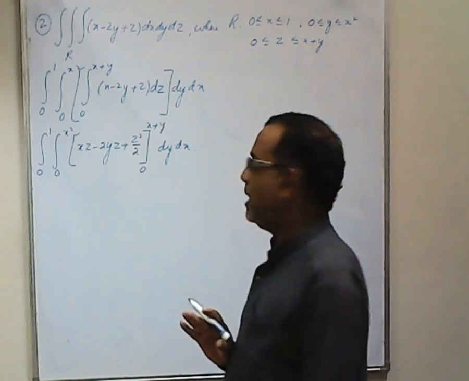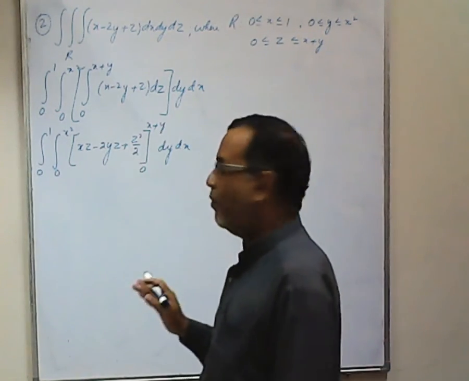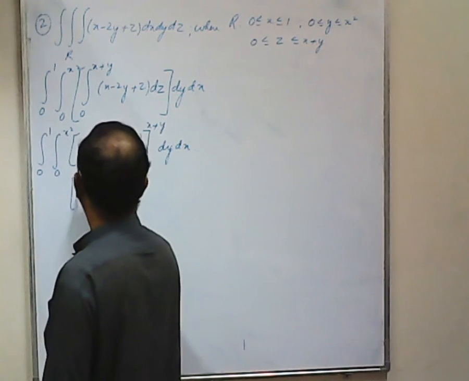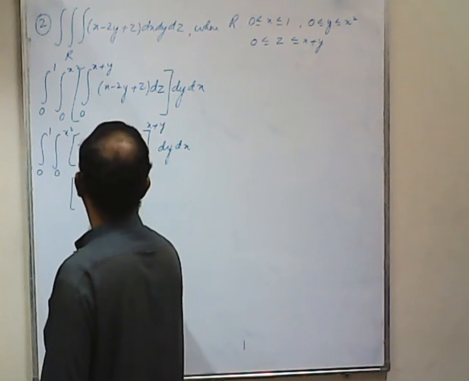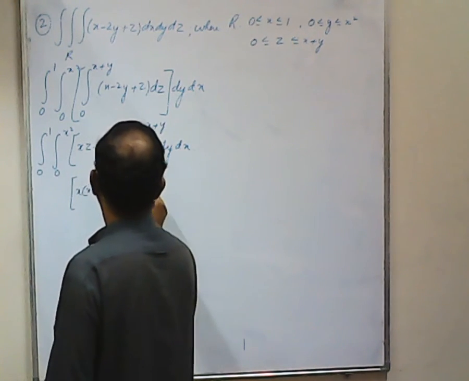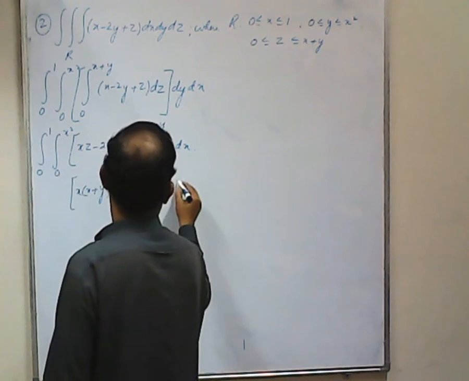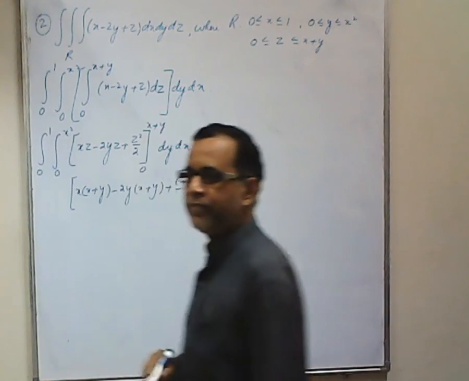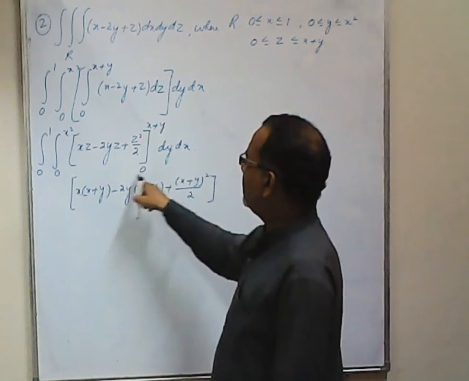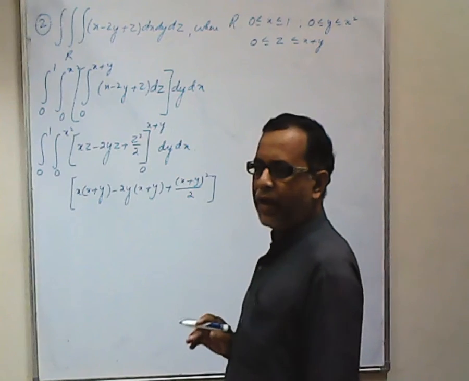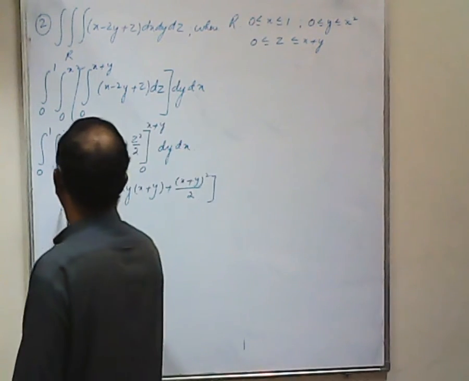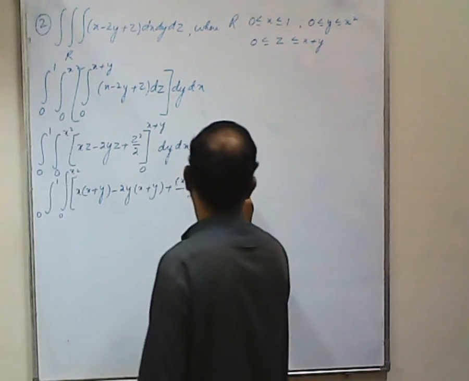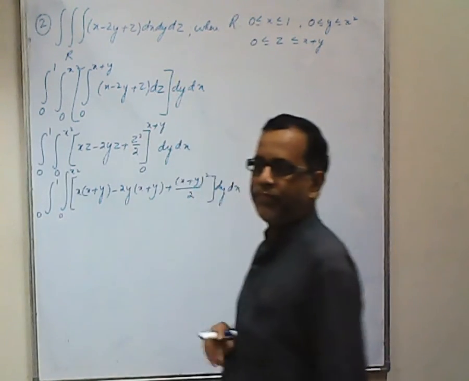So this is what I did in integration. Now substituting the limits, upper limit minus lower limit. Since the lower limit is 0, all values will become 0. So substituting the upper limit, that is x into x plus y, minus 2y into x plus y, plus x plus y square by 2. And then minus the lower limit, 0, which I am not writing. So now we have 0 to x square and 0 to 1, with dy and dx.